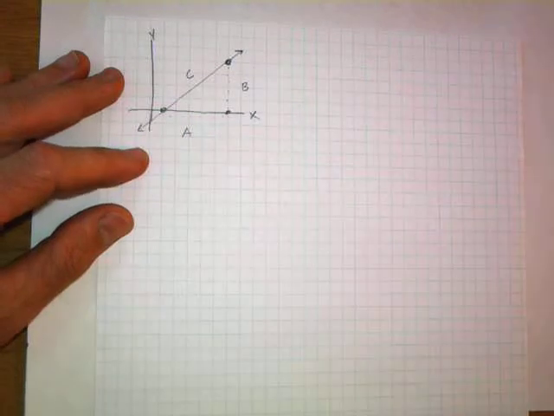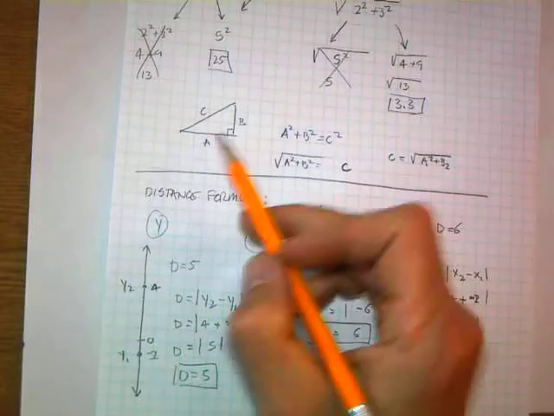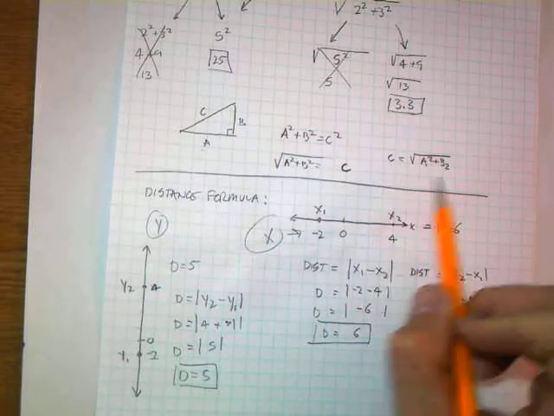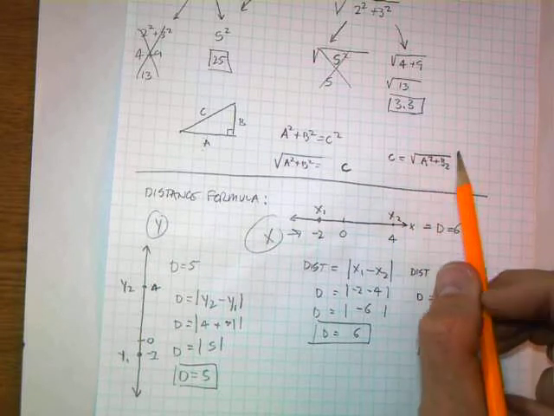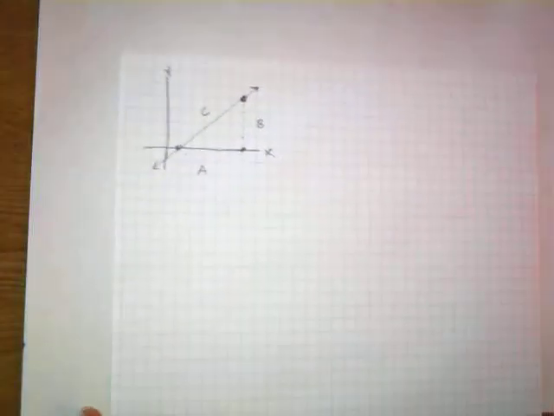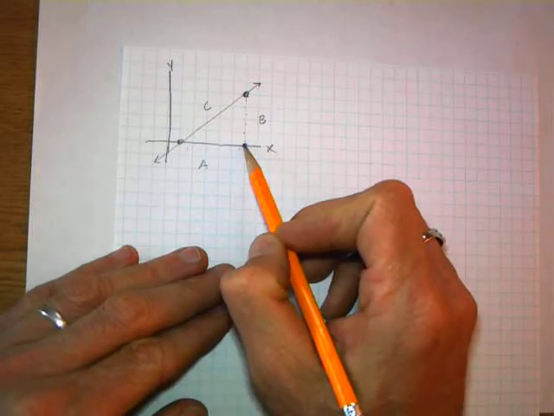And using the Pythagorean theorem, which we did before, which is right here, we said that A, B, and C, that C equals the square root of A squared plus B squared. That's the relationship. Except now for A squared and B squared, on this one, we're going to have to use the distance formula.